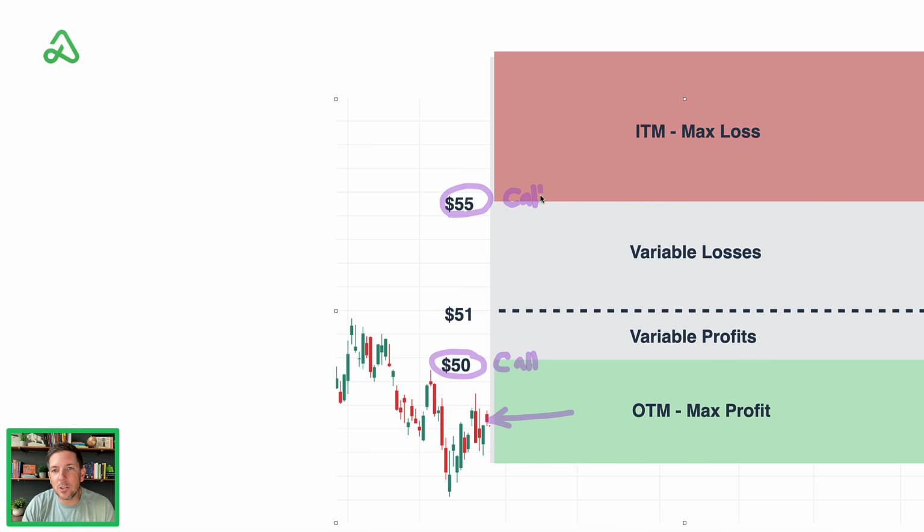There are many ways you can do the spread. You don't always have to do it the same distance apart. You can kind of move it around and massage it a little bit. I'll show you how to do that using Option Alpha here in a minute.